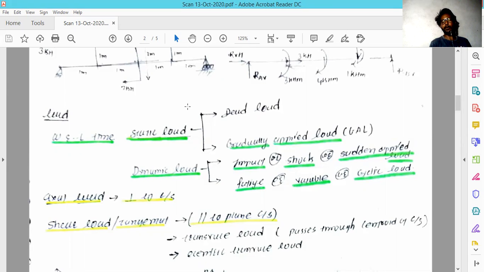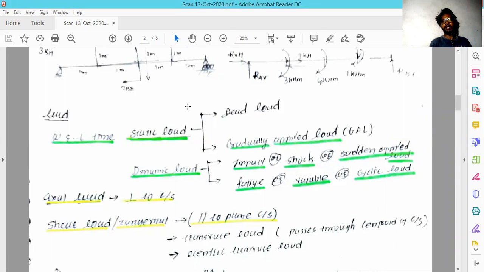And gradually applied load is nothing but, with respect to time, we are going to add that load onto that beam. So it will gradually, with respect to time, increase or decrease. It depends. Now we move to the dynamic load.